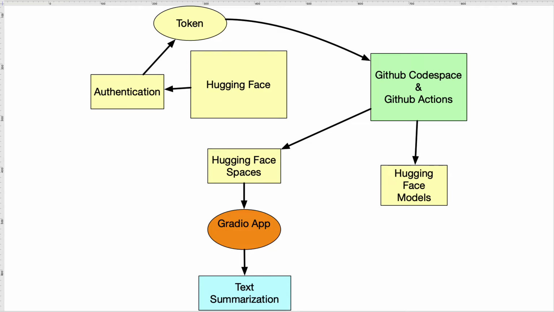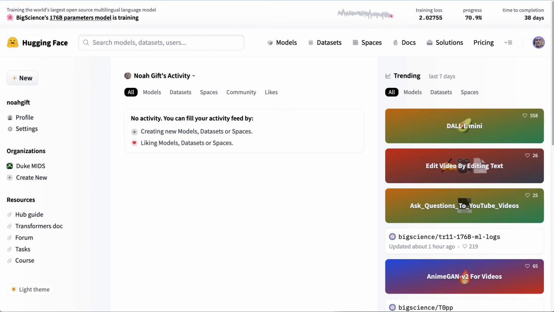Let's go ahead and get started. All right, we're in Hugging Face, and the first thing to do is to make sure you have an account. So go ahead and create an account at Hugging Face, and then I'll give you a brief overview. We have models, datasets, spaces, docs, solutions, pricing. Really what we care about here is models and spaces.